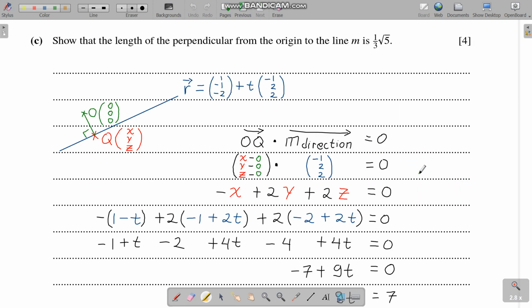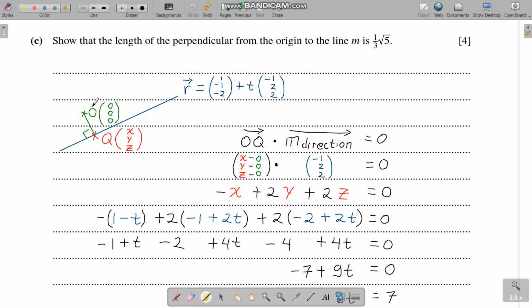Now show that the length of the perpendicular from the origin to the line L is... So for line L, just start by drawing a random line to visualize things and label the line equation. From the origin to the line, the origin is (0, 0, 0), so this perpendicular distance is supposed to be 1/3 root 5.